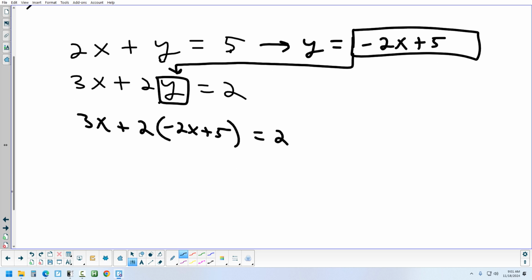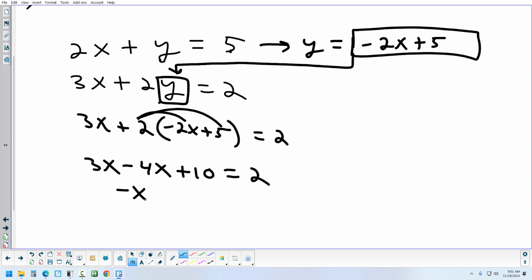All right, what's my first step there? Distribute. Yep, I'm going to distribute. And can anyone tell me what we get when we distribute out that 2? Negative 4x plus 10. All right, now our next step is just going to be something on the left side. It's not something on both sides. Combine like terms. Yep, all we can do is combine like terms. What's 3x take away 4x? Negative x.